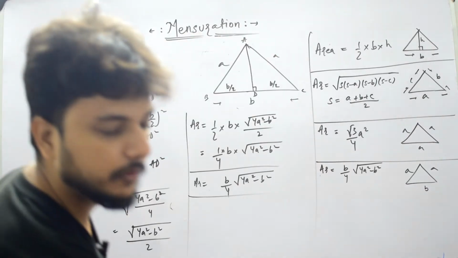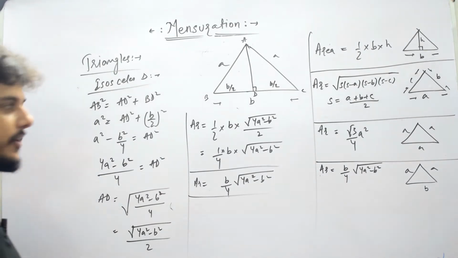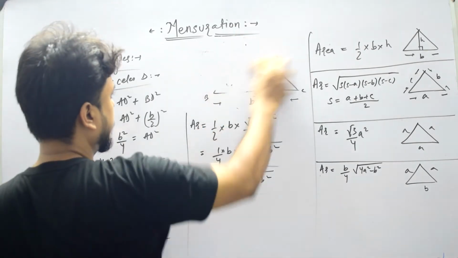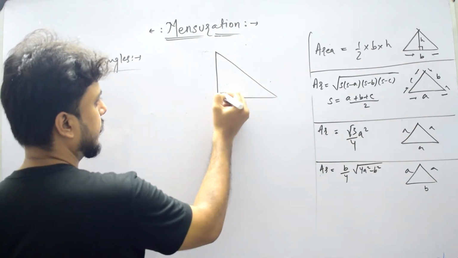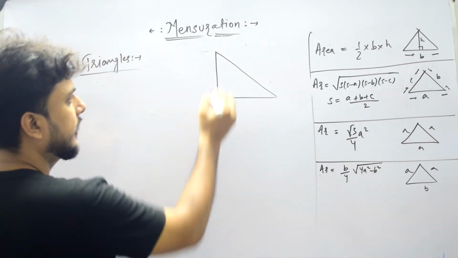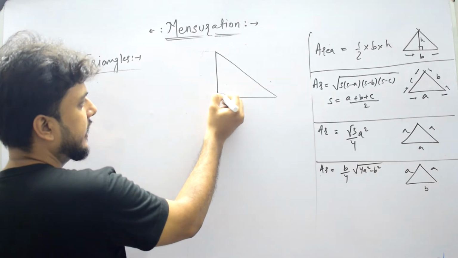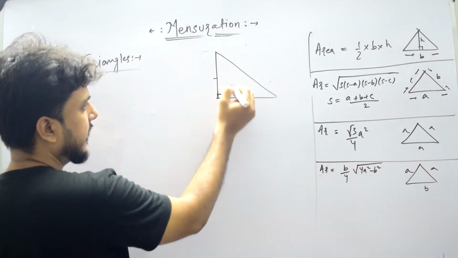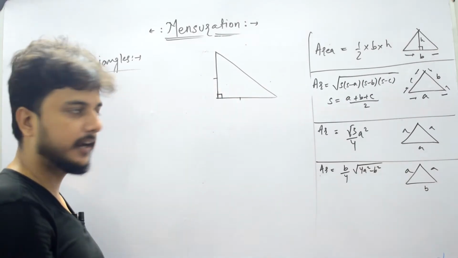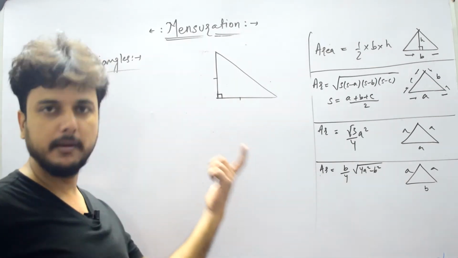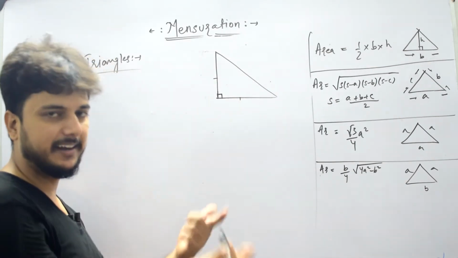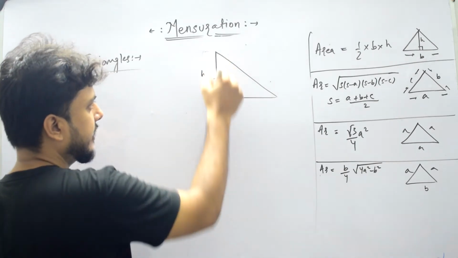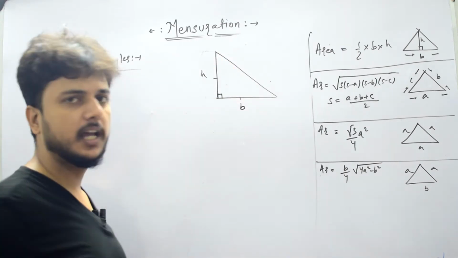Now let us see one more type of triangle, that is the right angle triangle. That is very simple. Now this is a right angle triangle. In a right angle triangle, the sides which contain the right angle, this side and this side, one of the sides will be the perpendicular or height and one will be the base. Suppose this is height, I am assuming as height, so this becomes the base.